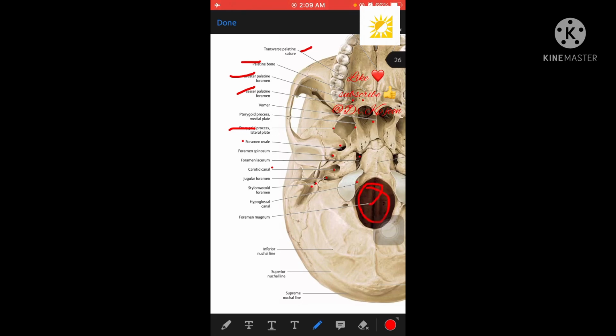This inferior nuchal line. This is the superior nuchal line. This is the supreme nuchal line.